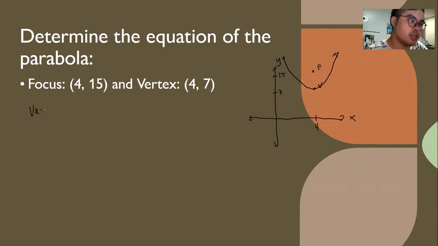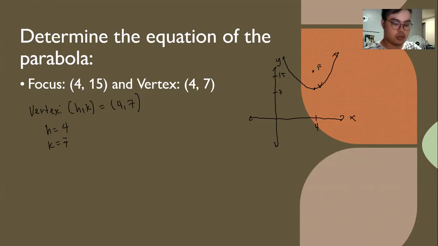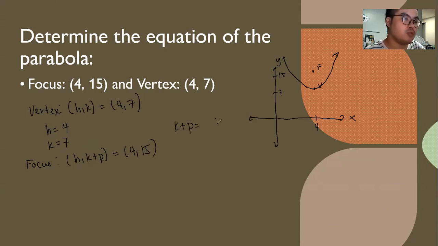Okay, so our vertex h and k is equal to 4 and 7. So we can say that our h is 4, then our k is 7. Okay, so what we are going to do here is state the formula of the focus, which is h and k plus p, then equate it with 4 and 15. So what we are going to do is to find the p. So k plus p is equal to 15.